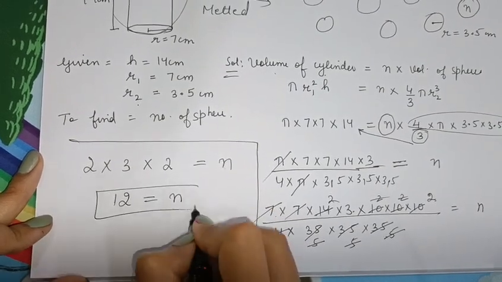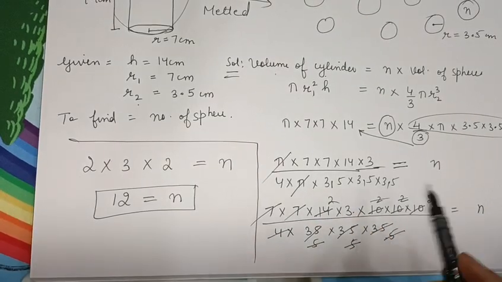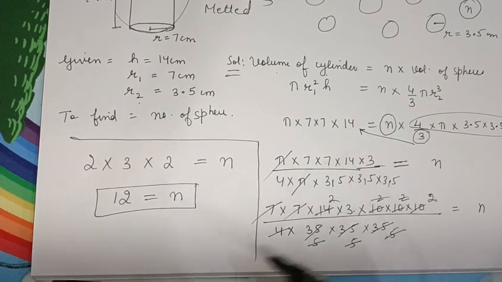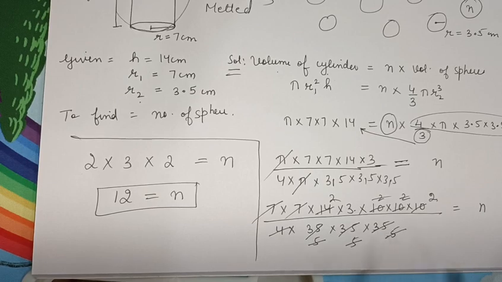So n's value we have got equals to 12. You can try to recheck your calculations, and also you can see that if you multiply, the time you take will be more compared to doing calculations like this.